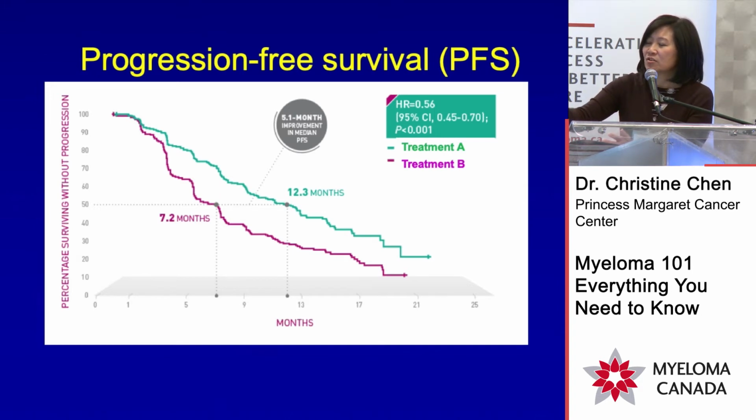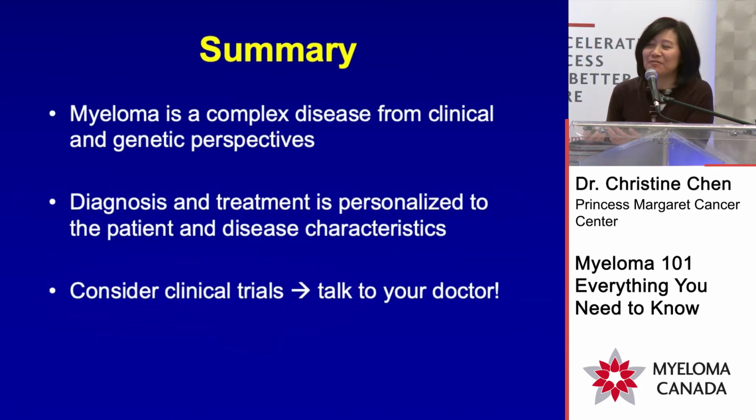This curve represents two different treatments, green treatment A and purple treatment B. At the 50% mark, 50% of patients have progressed on treatment B by 7 months, whereas 50% have progressed on treatment A by 12 months. So that represents a significant improvement in duration of response. That's how we interpret these things. That's often a key endpoint in trials for us. So there we go. I did that in 5 minutes.